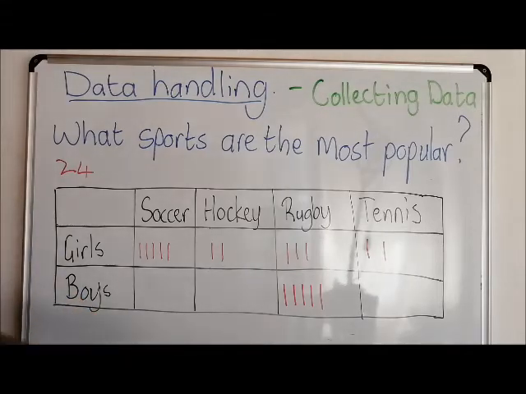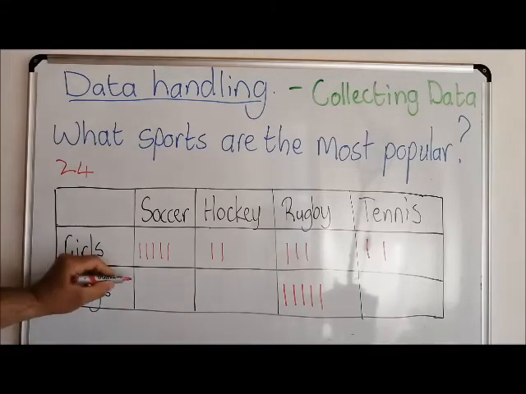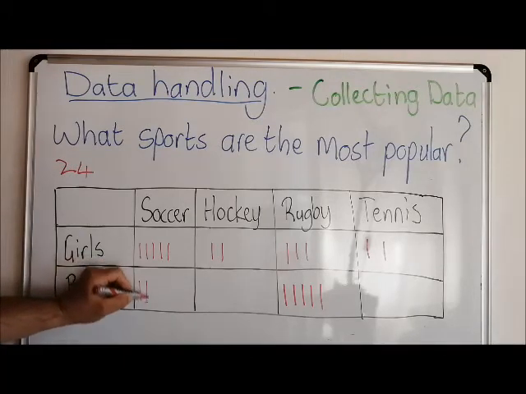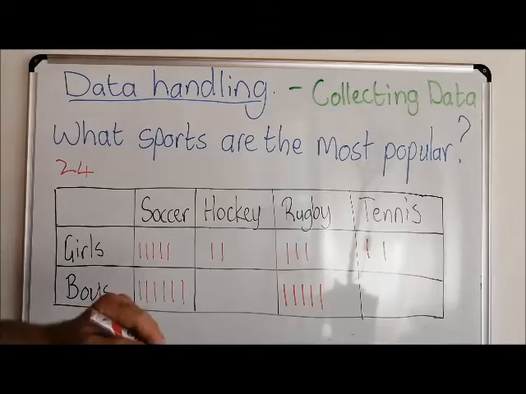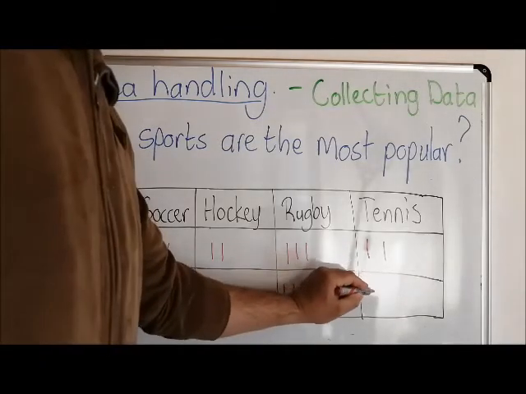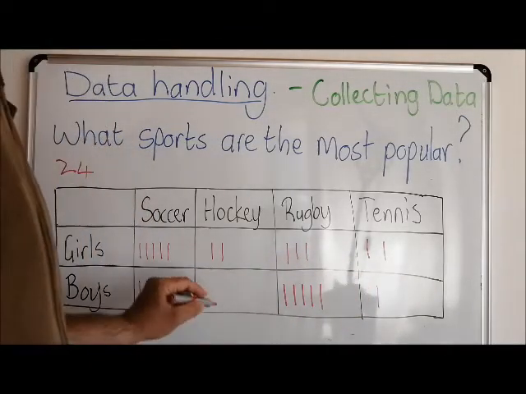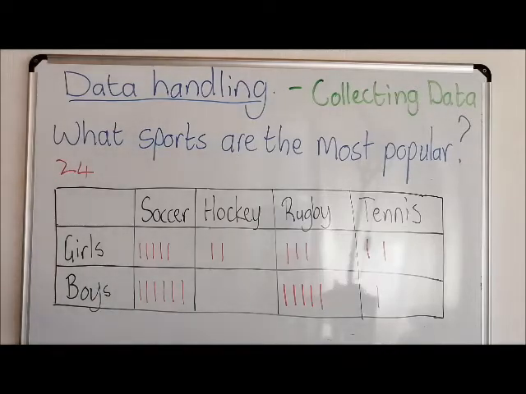Okay, but overwhelmingly, or quite a lot of them wanted to play soccer. So there were 1, 2, 3, 4, 5, 6. Only one of them wanted to play tennis. None of them wanted to play hockey for some other reason.